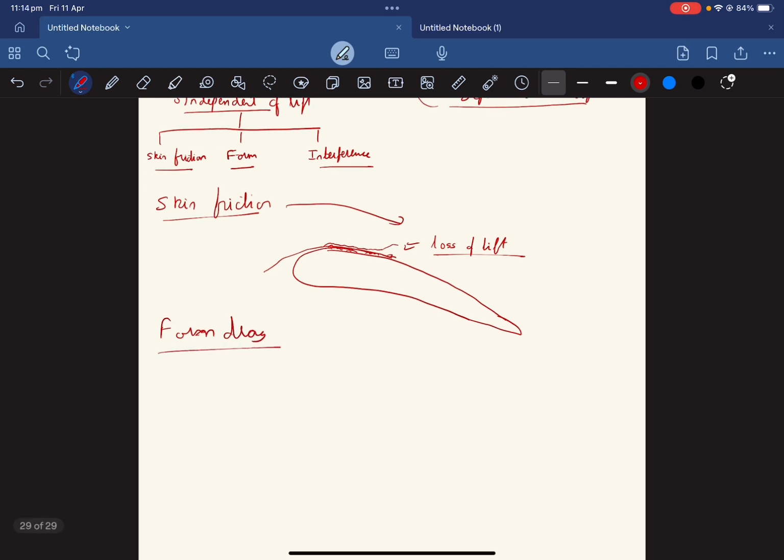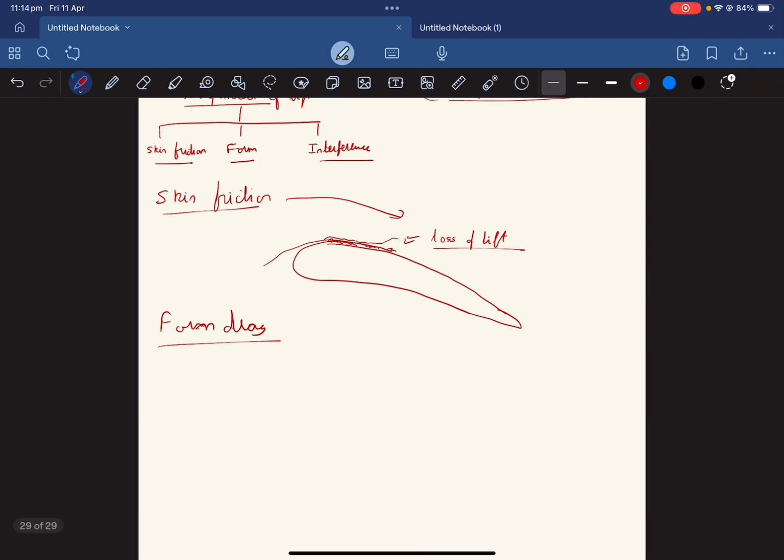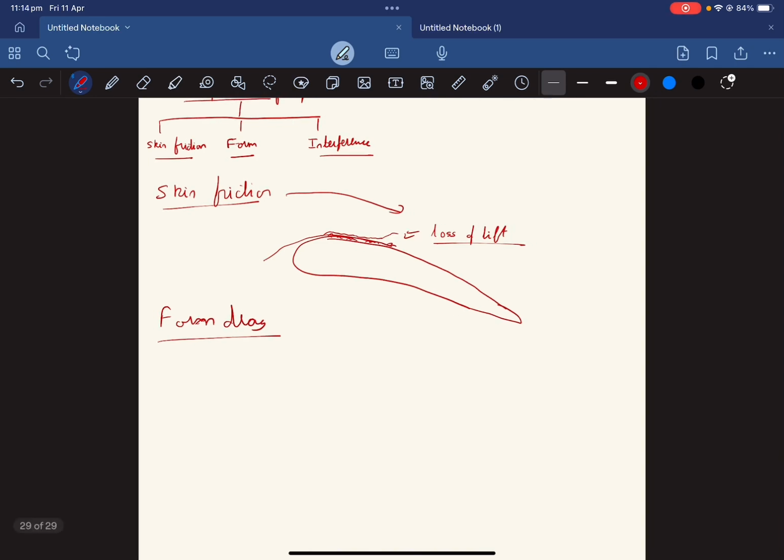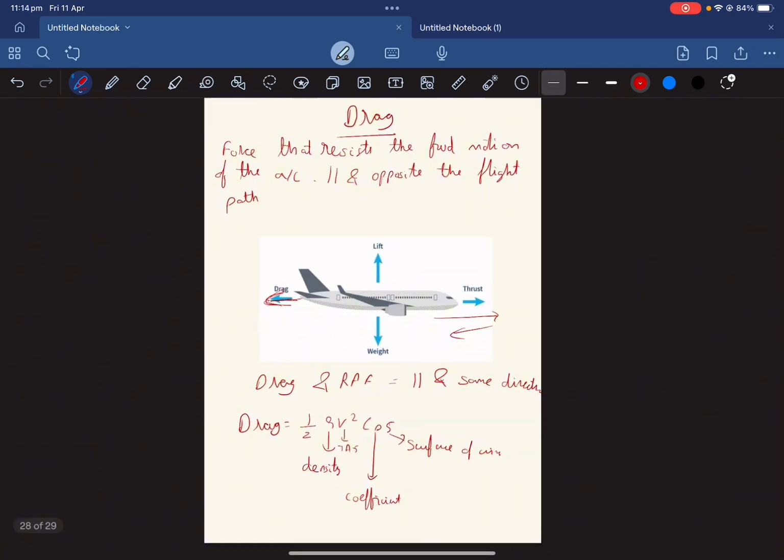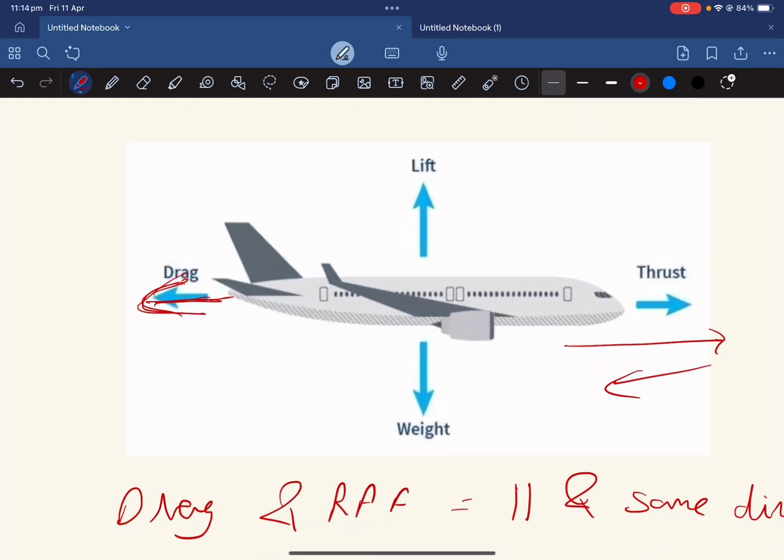This is basically drag that is due to the frontal surface. For example, let's say this is the aircraft, moving forward. If my landing gear is down, my frontal area is increased. This landing gear is of course going to produce some drag and slow the aircraft down. This type of drag is called form drag.